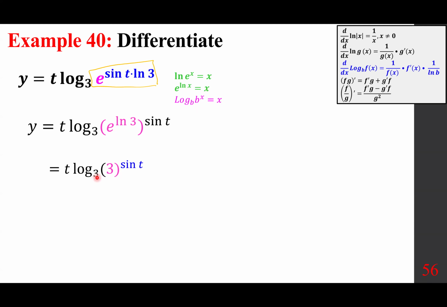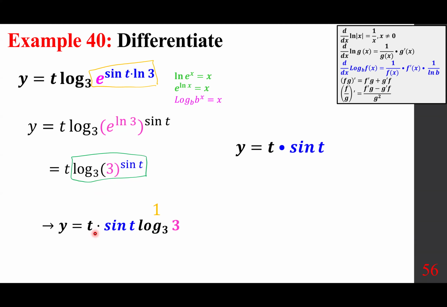So look at this one. Log base 3 of 3 to the power of sine t. Because these two are the same, this entire thing becomes simply sine t. So we have t times sine t. You can write log base 3 of 3 and change it to 1, or just notice it is t sine t.